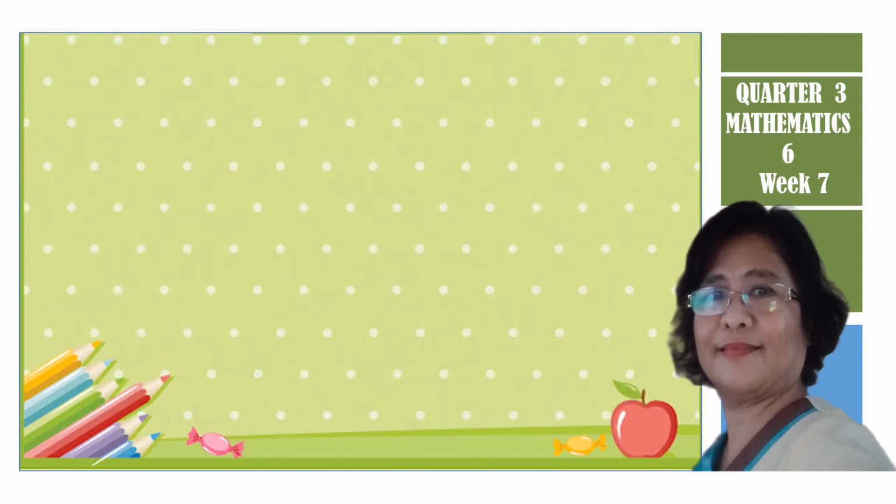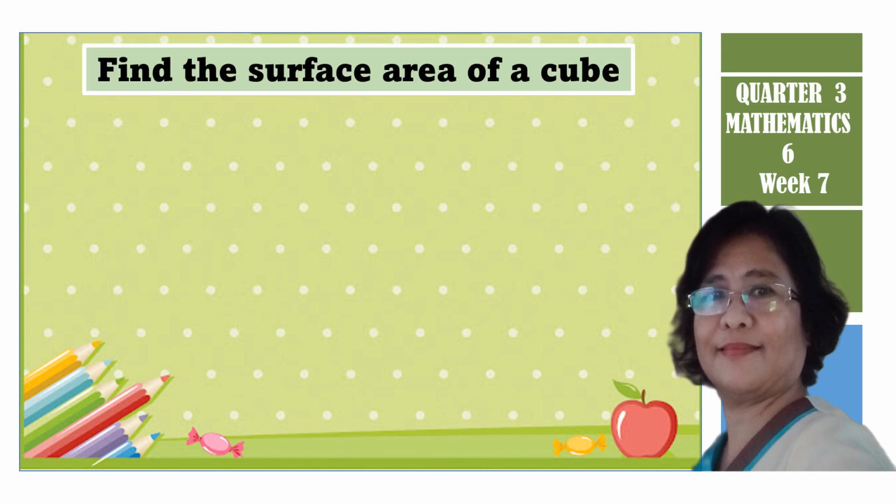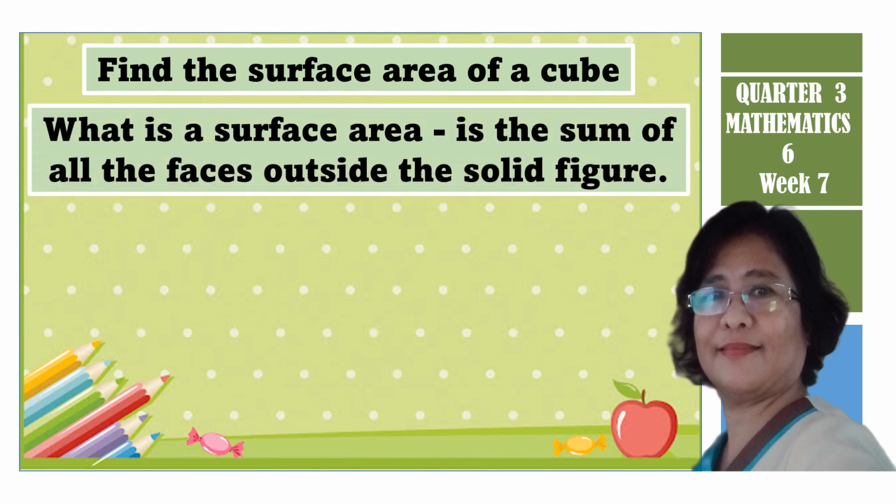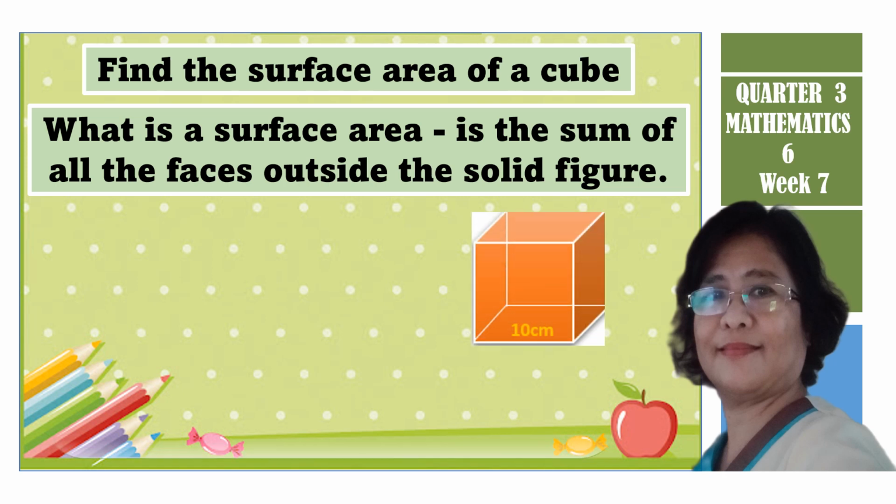Now, let us learn how to find the surface area of a cube. But before that, let us know the meaning of surface area. Surface area is the sum of all the faces outside the solid figure. When we say the sum, it means we are going to add the areas of all the faces found in the solid figure. Now, let's find out the surface area of the cube.